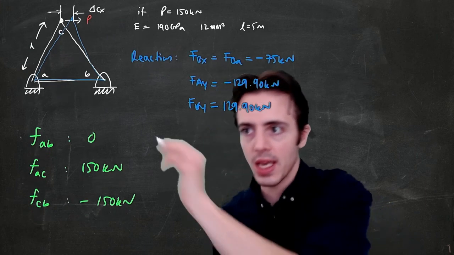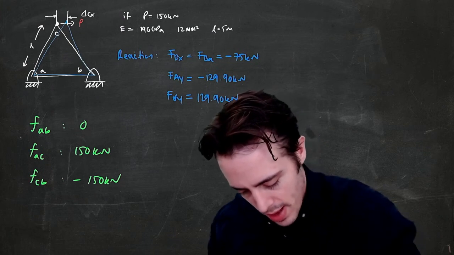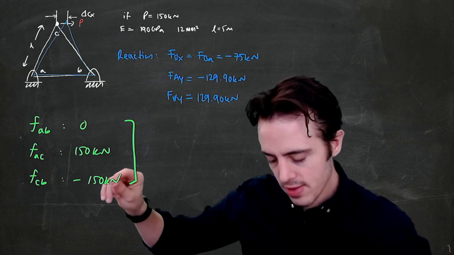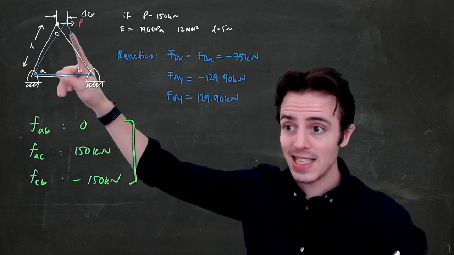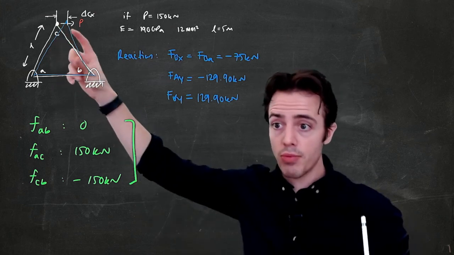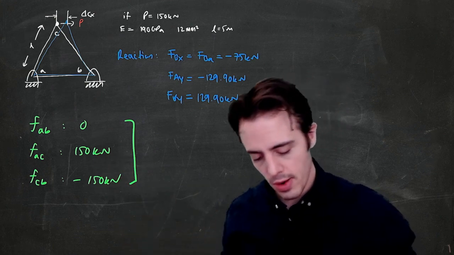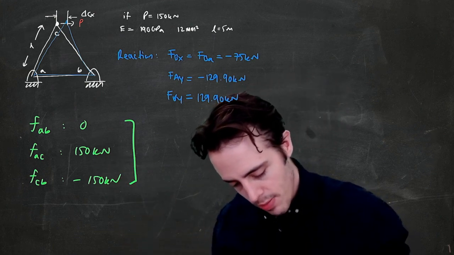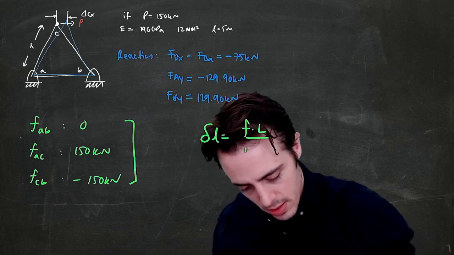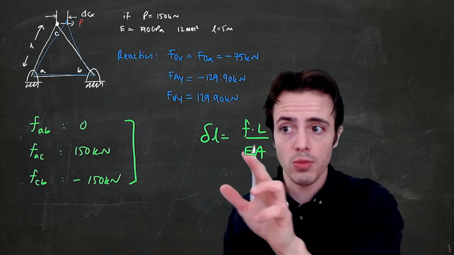Now what we're trying to determine is this displacement up here. Based upon all of the internal forces, we can say that member AC is in tension, so it's going to get slightly longer. And remember, CB is under compression, so it's going to get slightly shorter. And remember, AB hasn't got any force on it, so nothing's going to happen. So we can use the expression delta L is equal to F multiplied by L on EA. That gives us the extension or contraction within a member.